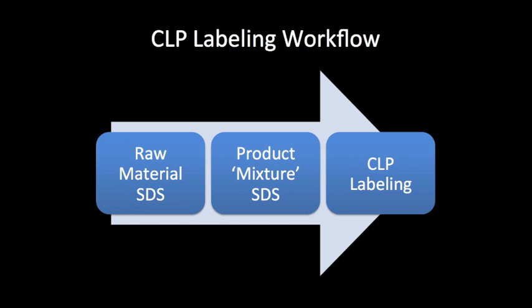So to summarise how we get CLP labels, we start off with the raw material safety data sheets. These are combined, and through the use of calculations, a product safety data sheet is reached. Within section 2 of this, the CLP labelling elements can be found for the specific product.